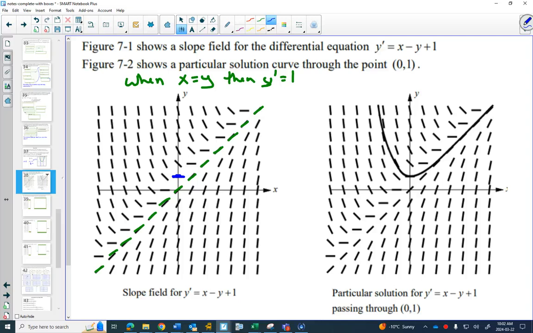And apparently, if you plug 1, 2 into your differential equation, x is 1, y is 2, you get 0 again. So we have all of these places where we get 0. And after your slope field is created, you can find a particular solution.